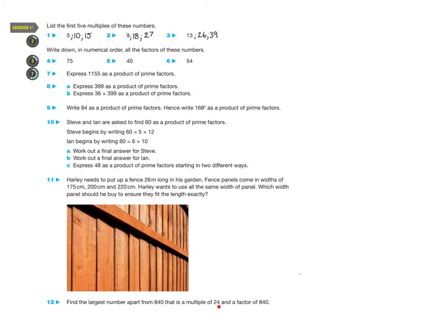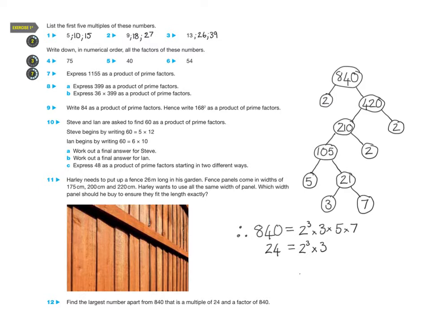840. That is a multiple of 24 and a factor of 840. So I have played with this a little bit, and I've got the prime factors over here of 840, and they are 2 to the power of 3 times 3 times 5 times 7. In other words, these are all of the numbers that can go into 840 and how they go into it in different varieties. And 24 is 2 to the power of 3 and times by 3, and as we can see, those two are common.